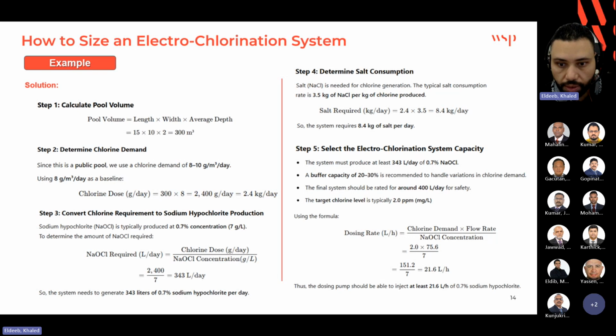Okay, and we know also the recommended free chlorine level is between 1 to 3 ppm. So we will use 2, for example, in between. And we know also the concentration of sodium hypochlorite, 0.7% or 7 grams. So substitute all of this information in the formula to get 21.6 liter per hour, as you can see here on the screen. So the dosing rate of the pump is 21.6 liter per hour.